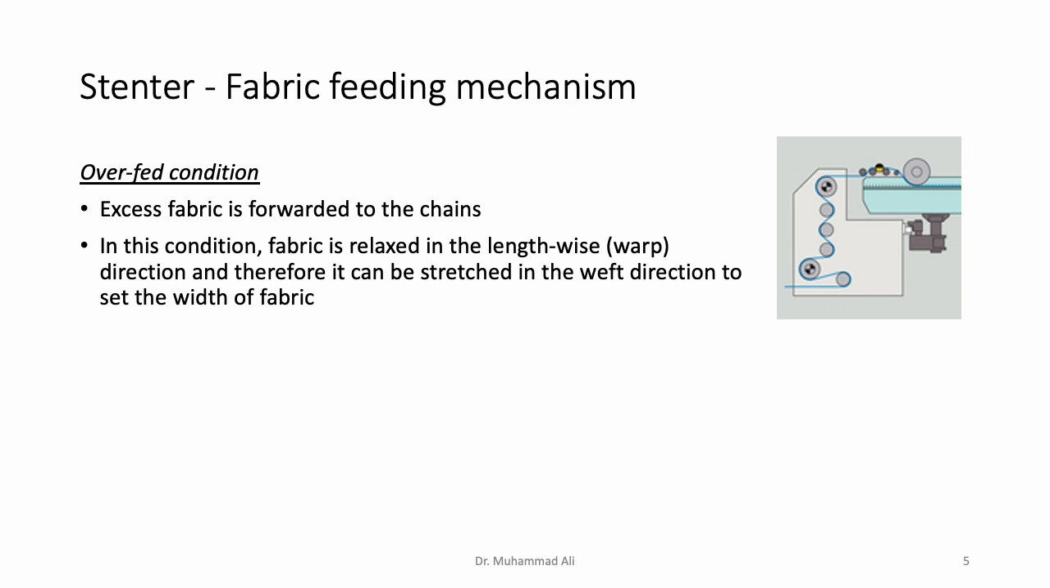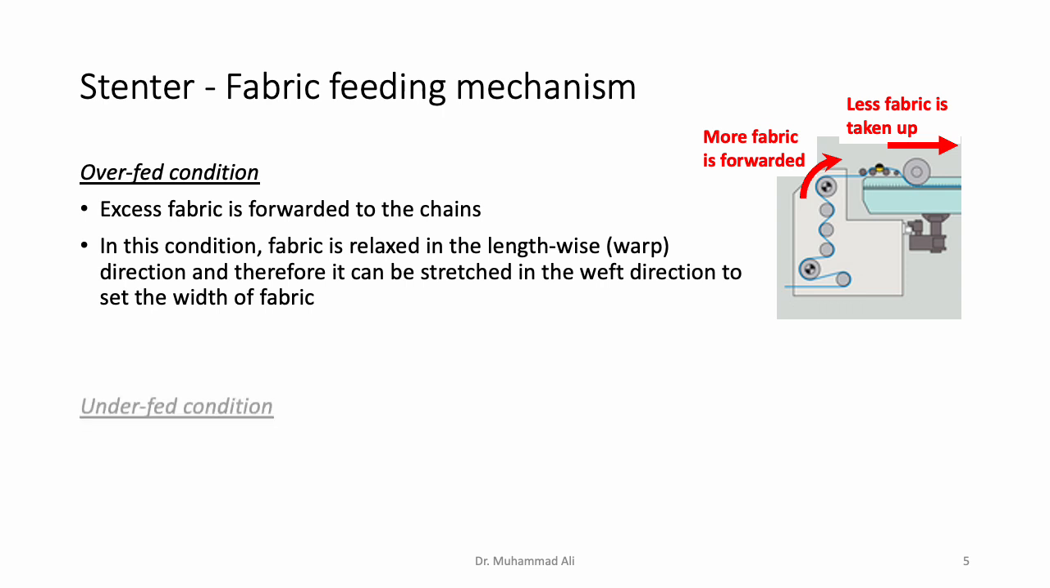Let's look at how it is done with the help of diagrams. So as you can hopefully recognize the feeding device here, the feeding device will forward an excess amount of fabric, and the subsequent device, which is called the Stenter chain, takes up less fabric. So as you would expect, the lengthwise tension is then reduced in the fabric.